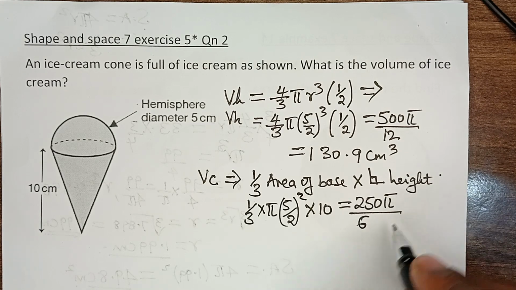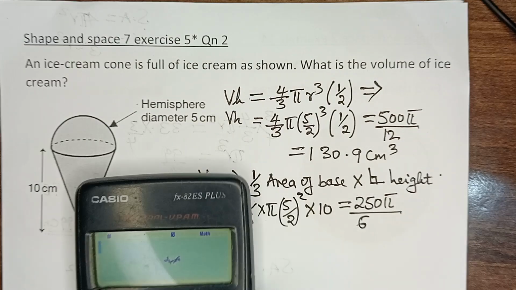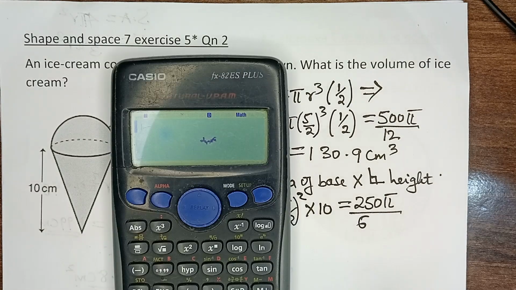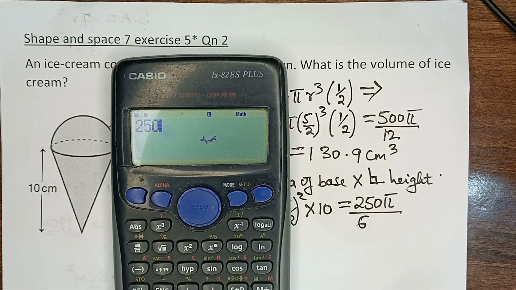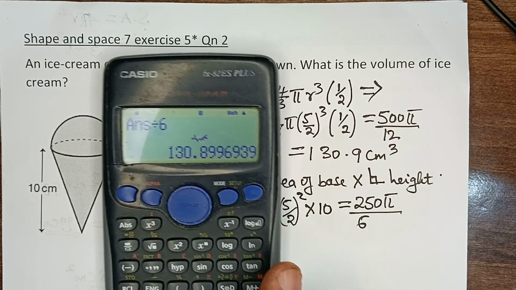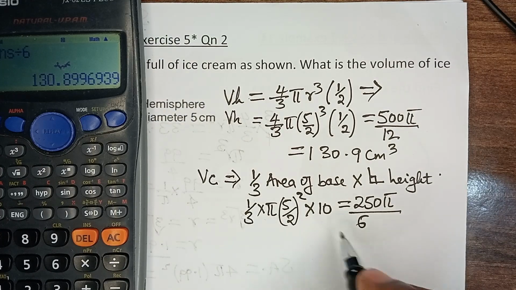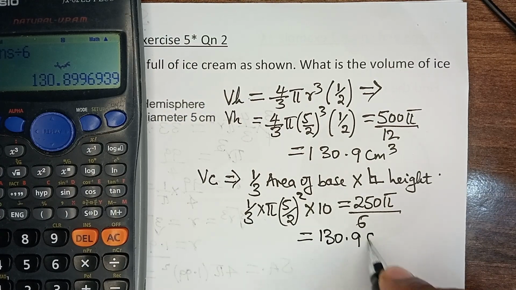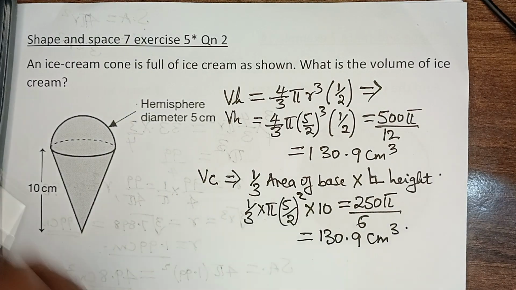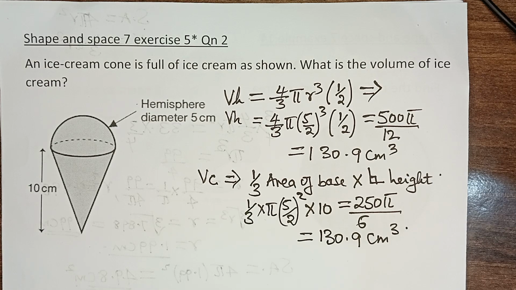And again, this is the same as the volume of the hemisphere. 250 pi divided by 6 is actually 130.9 centimeters cubed.